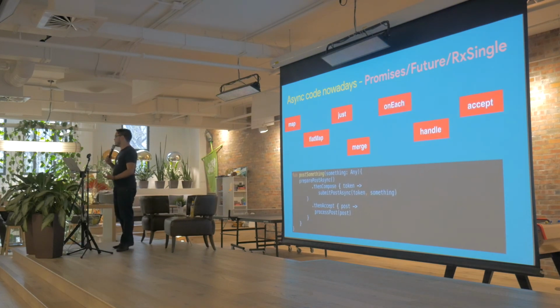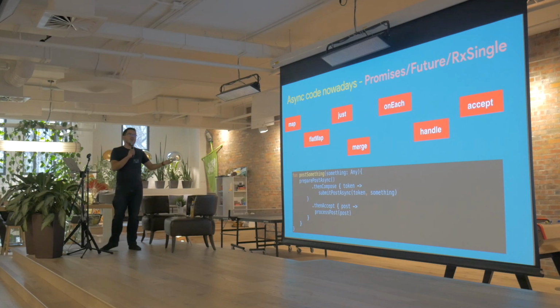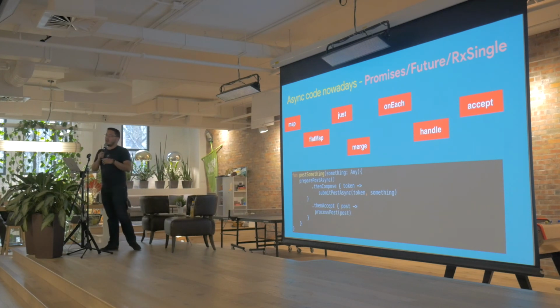The issue with it is that you have so much to learn. You have so much composition. For example, map, flatMap, switchMap, merge, just, each. Every single one is different. Promise is different. Future is different. Single is different. If you want to do any modification on that result, you have to learn how to do it when you're using that API.